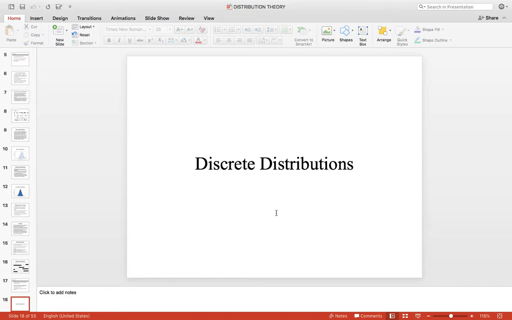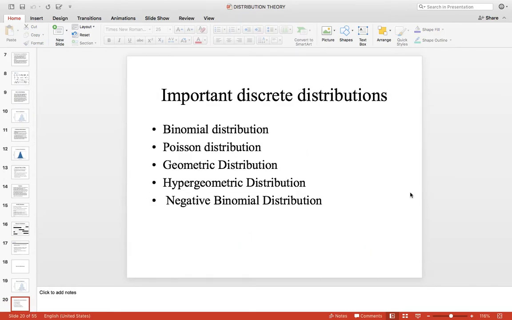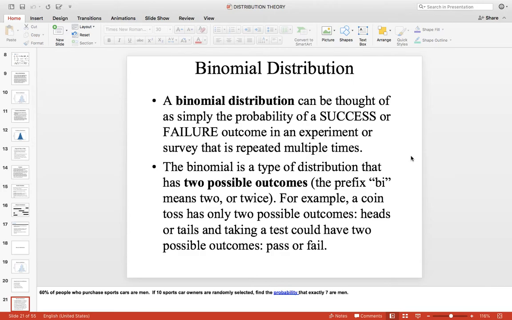Now we get straight into the details of discrete distributions. A discrete distribution is one where the variable takes discrete values. They are countable. When the data is of this type, you have certain distributions which you use to fit it. These are the important discrete distributions that you should know: the binomial distribution, the Poisson distribution, the geometric distribution, the hypergeometric distribution, and the negative binomial distribution. There are many more, but these are some of the important ones. Let us take them one at a time.